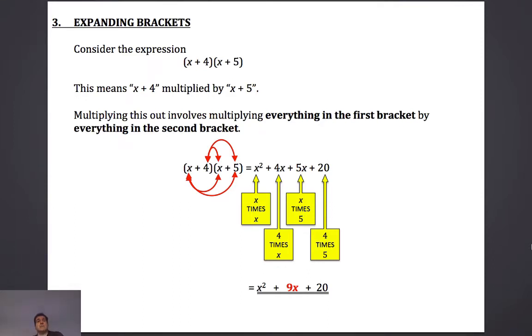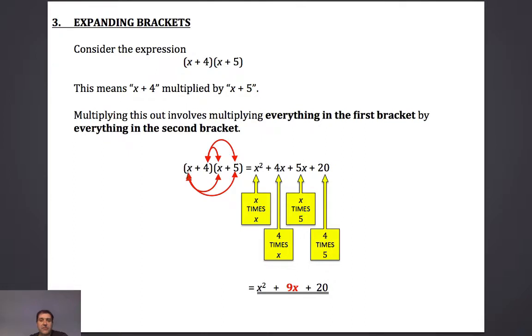Okay, so chapter 3 of MYP4 Unit 1 is expanding brackets. When you have two brackets together like that, you're multiplying them. So x plus 4 in brackets times x plus 5 in brackets. That means x plus 4 multiplied by x plus 5. Multiplying this out involves multiplying everything in the first bracket by everything in the second bracket.